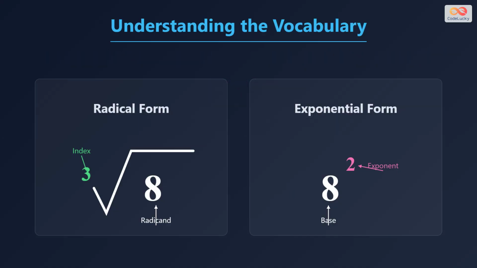First, let's understand the vocabulary. On the left, we have the radical form. The number inside the checkmark symbol is called the radicand, the little number in the notch is the index, and the symbol itself is the radical. On the right, we have exponential form, which consists of a big base number and a smaller exponent number.